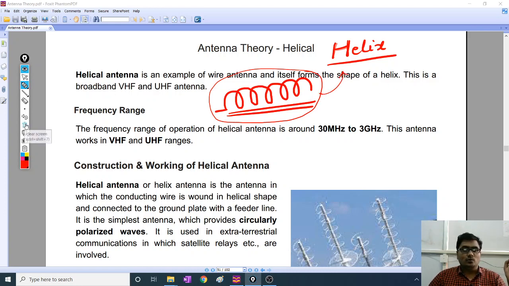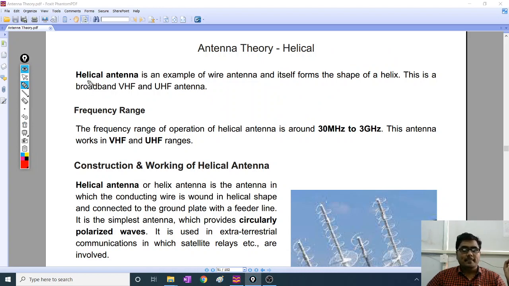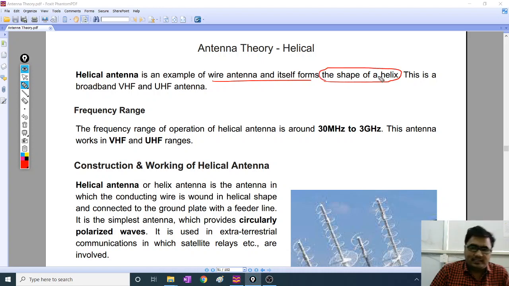Agreed? Now what technically they have written, helical antenna is an example of wire antenna itself forms a shape of helix. कोई भी स्प्रिंग ले लो, it is nothing but a shape of helix. Helix shape तो सबको पता ही है. So you consider any wire, you take a wire and wound it around a circular surface, around a rod, then remove the rod, your helix antenna is ready.